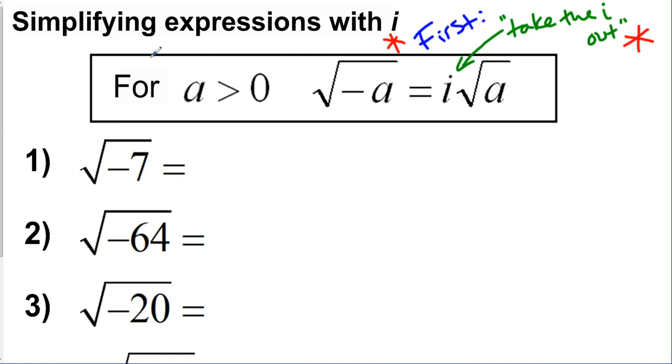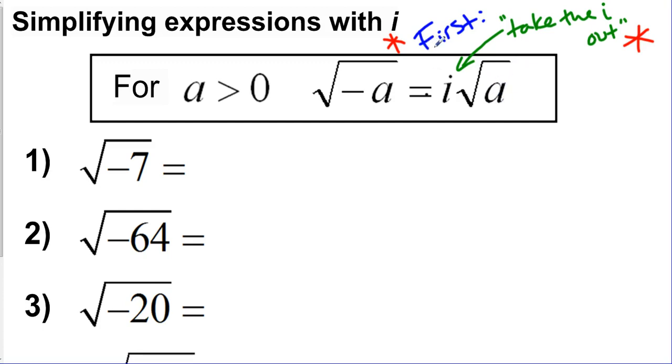In this recording, we're going to learn how to simplify expressions that have negatives under the radical. So these are going to involve imaginary numbers. And I'd like you to jot this down. If we have a square root of a negative number, assuming that a value is positive, which is what this is saying, that's equivalent to i times the square root of that a value.